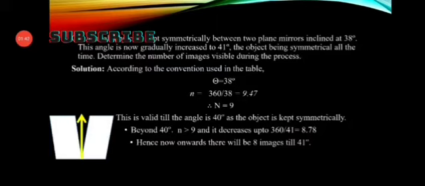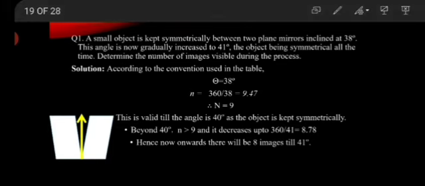Thank you. We've already discussed the formula for an object placed between plane inclined mirrors. That is, we have to find n, which is equal to 360 degrees divided by the angle of inclination, which is 38 degrees here, and we get the answer as 9.47. In the previous slides I've shown you what the conditions are.